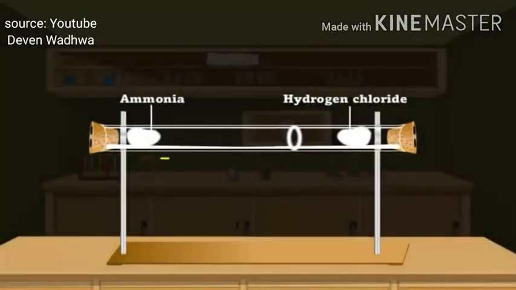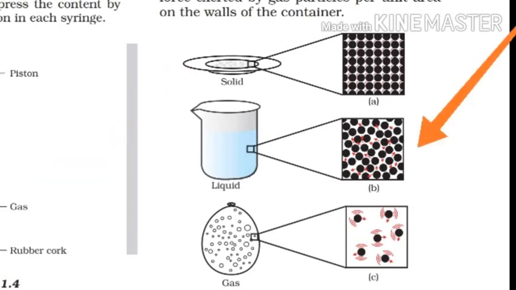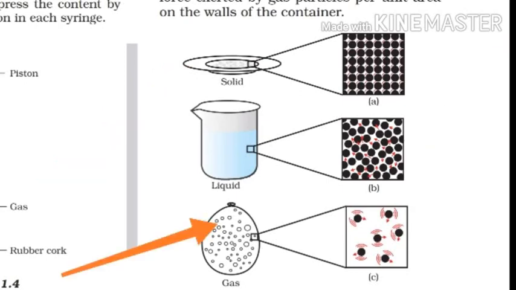The distance between the cotton wool soaked in ammonia and the dense white ring is greater than that between the cotton wool soaked in hydrochloric acid and the dense white ring. From this experiment, we can conclude that ammonia gas covered a greater distance inside the tube. One important thing is the forces of attraction between the particles are maximum in solids, intermediate in liquids, and minimum in gases.